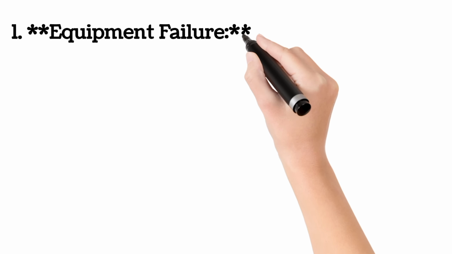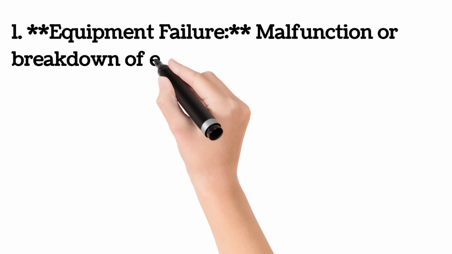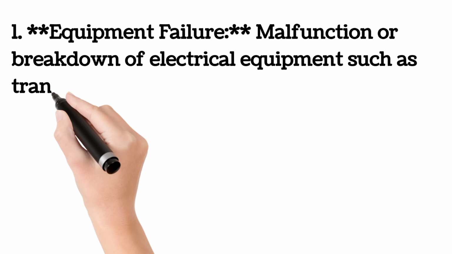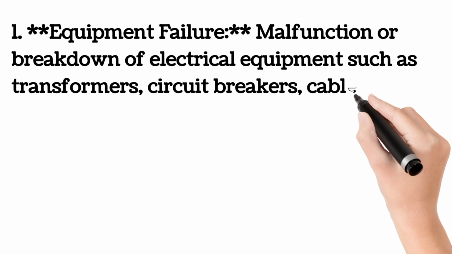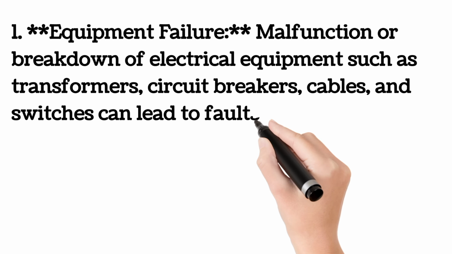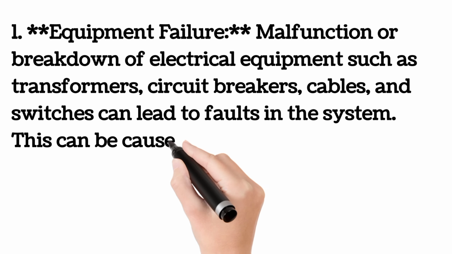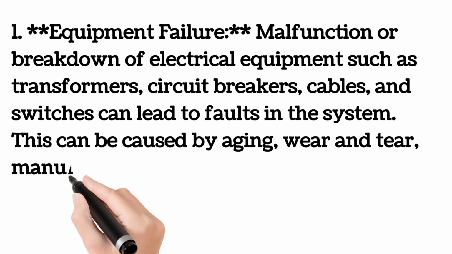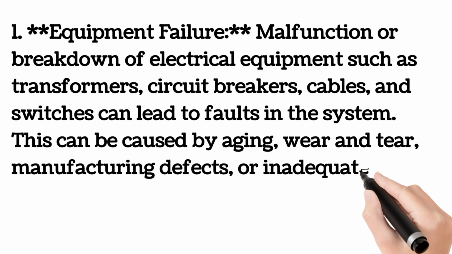1. Equipment failure. Malfunction or breakdown of electrical equipment such as transformers, circuit breakers, cables, and switches can lead to faults in the system. This can be caused by aging, wear and tear, manufacturing defects, or inadequate maintenance.